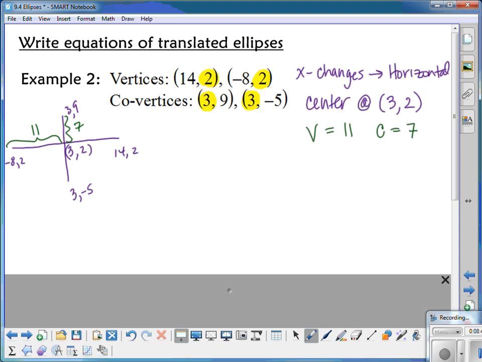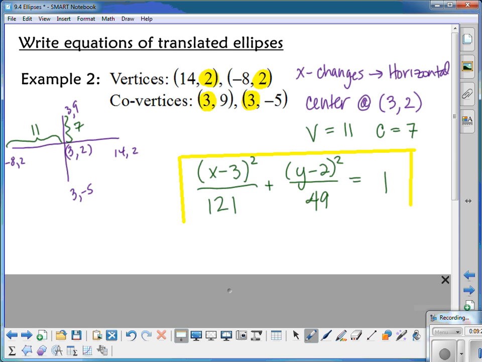And now I have enough information to write the equation. It's going to be (x minus 3) squared and (y minus 2) squared on top. And because it's horizontal, my larger number is under the x's. So 11 squared, or 121, is on the bottom there, and 7 squared, or 49. So finally, I'm left with (x minus 3) squared over 121 plus (y minus 2) squared over 49 equals 1.